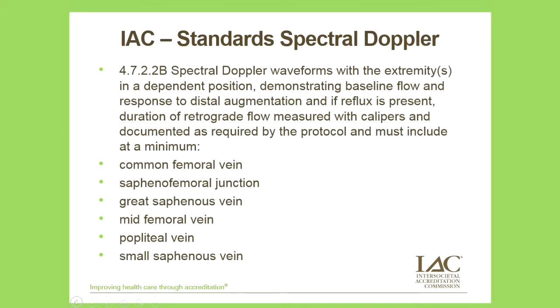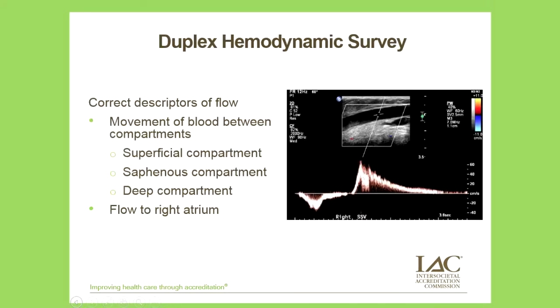It really should be patient-focused, and that's what we're going to talk about today, because you want to have correct descriptors of where blood moves between the compartments, from the superficial either to the saphenous or to the deep, and then from the saphenous to the deep, because all of that blood is returning its flow to the right atrium. And so that is really what you want to describe in the study. How is it getting there?